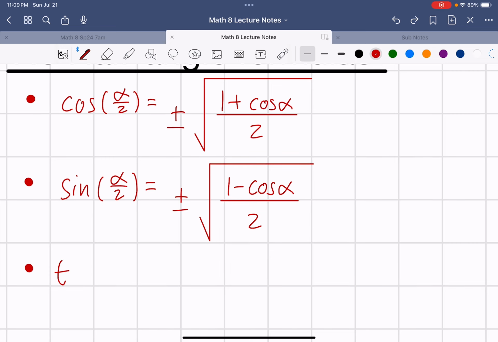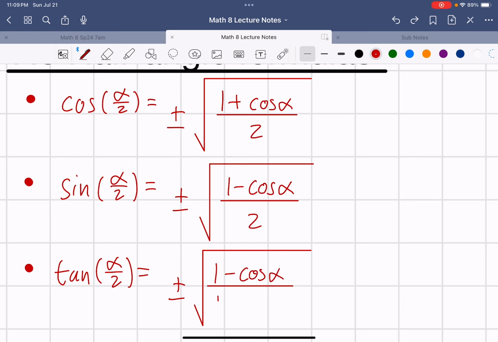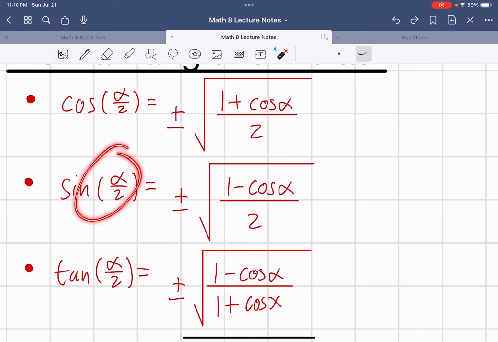And there's different versions for tangent depending on what you Google or what book you're looking at. So I'm okay with either version, but the example that I'm going to show is 1 minus cosine alpha over 1 plus cosine alpha. And again, the idea is because tangent is sine over cosine. That's how we get the 1 minus cosine alpha and the 1 plus cosine alpha.